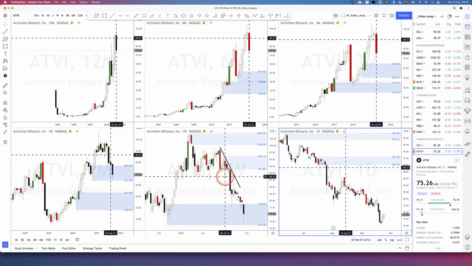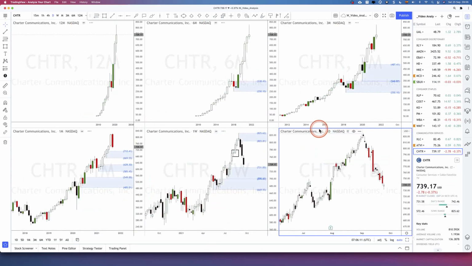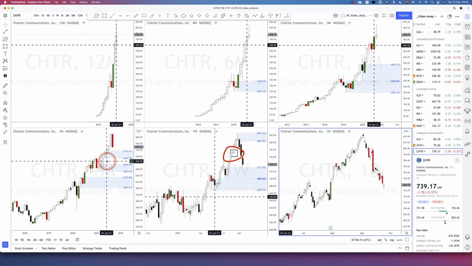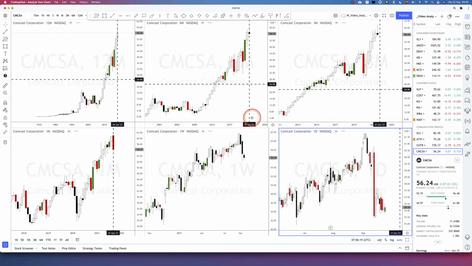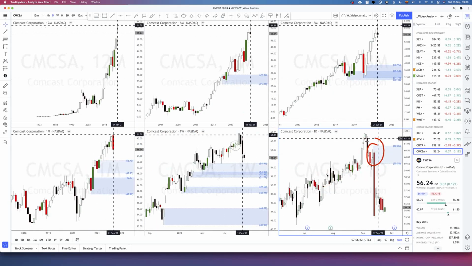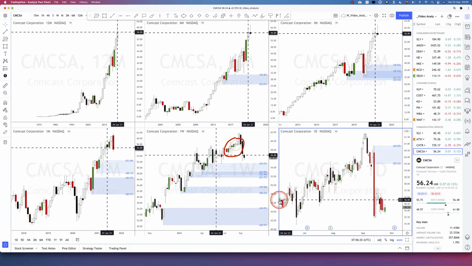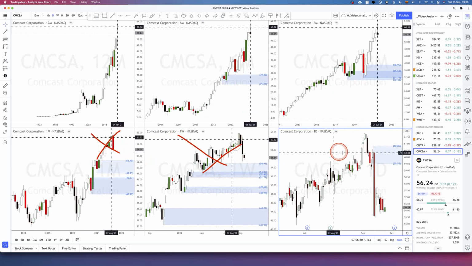Activision Blizzard, we have monthly and weekly long bias. Charter Communications, weekly area of alignment, demand has been eliminated, trying to reach the monthly long bias. Comcast, strong area of supply on the daily, no consolidation away on the weekly, no demand on the monthly. Rules: no longs, no longs, no longs.